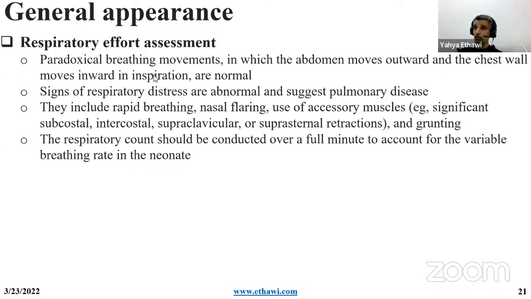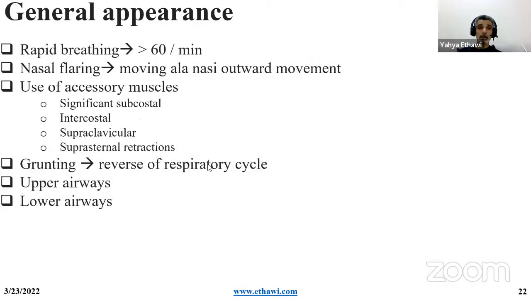So paradoxical breathing movement is normal in newborn babies, where there is movement of the abdomen outward while the chest moves inward. There is also respiratory distress, such as pulmonary disease, including rapid breathing, nasal flaring, or use of accessory muscles: subcostal, intercostal, suprasternal, grunting. Then you need to count the respiratory rate. It should be less than 60.